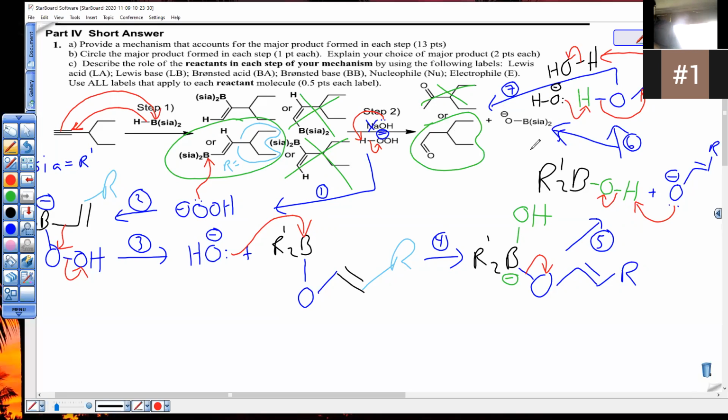And that we got 13. We're almost halfway there. Circled our two products. We got 15. Got to explain my choice of major product. 2 points each. You got to explain the regioselectivity and stereoselectivity right here. And it all happened up here. We'll put a big explanation with a little telephone pole here.